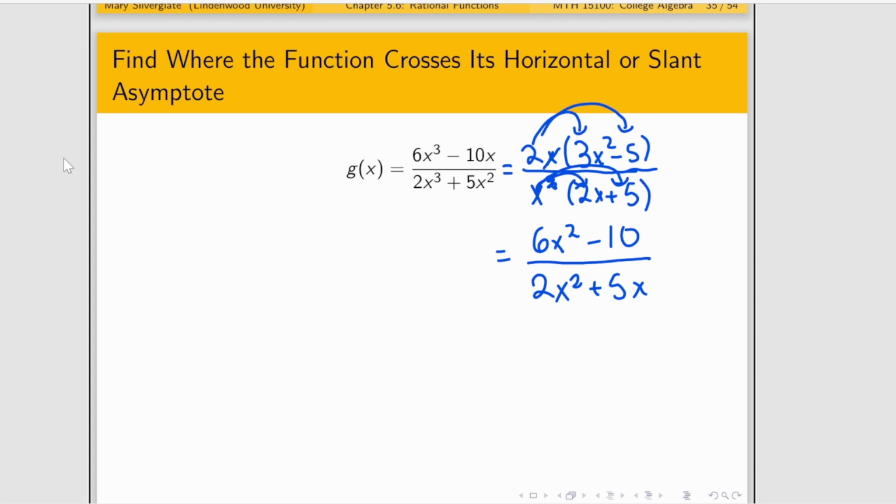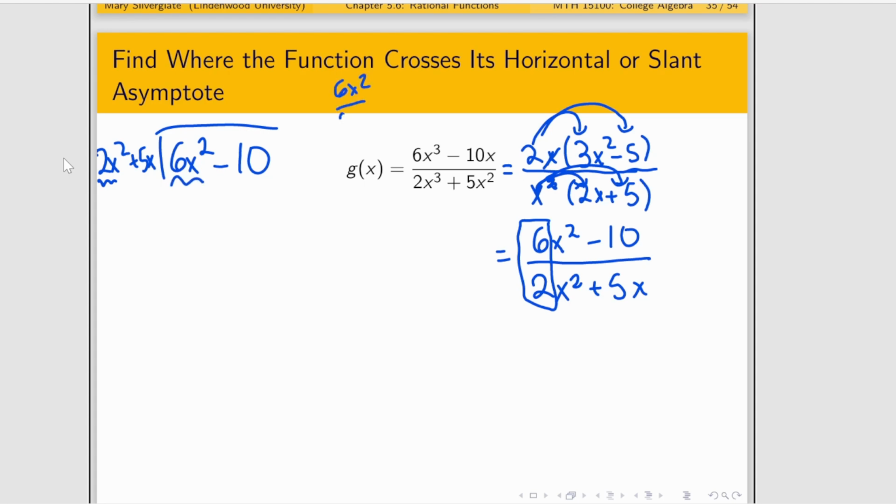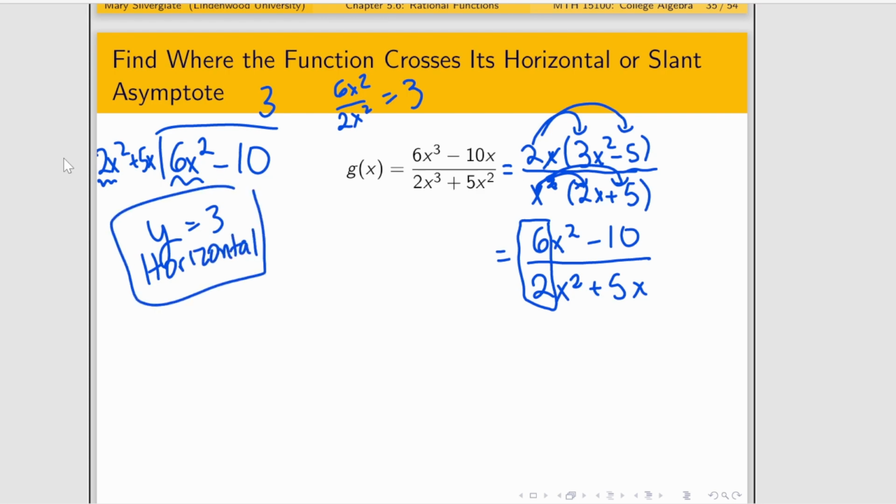Now in order to find our horizontal or slant asymptote, we could notice the shortcut that it should just be 6 divided by 2 is 3. Or we could formally set up the long division of 6x squared minus 10 divided by 2x squared plus 5x. We ask ourselves 2x times what will give us 6x squared, so we can do that division off to the side, and that will give us 3. And then we know we're allowed to ignore the remainder, so we know that a horizontal asymptote at y equals 3 is what we're going to roll with.